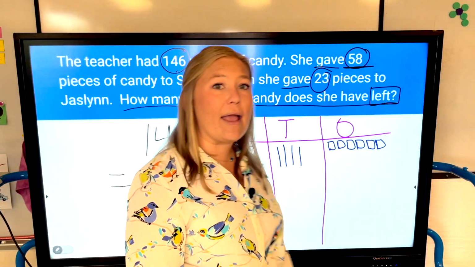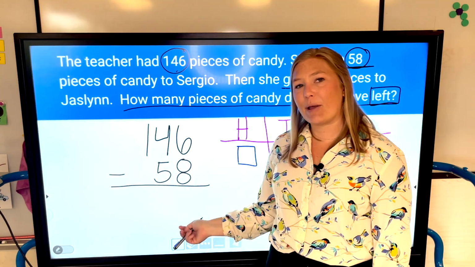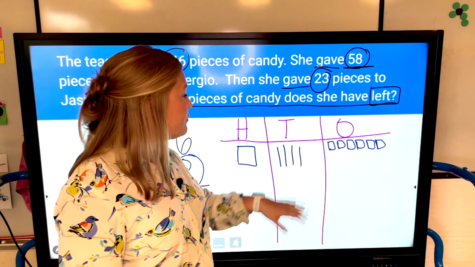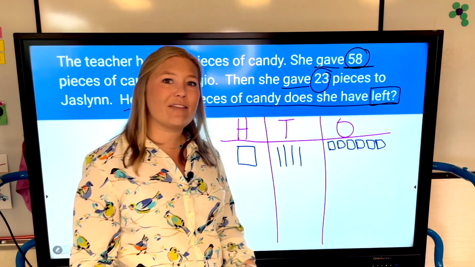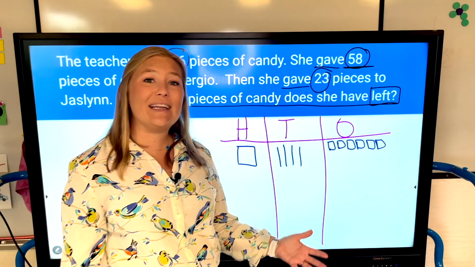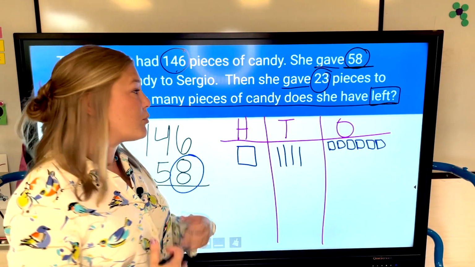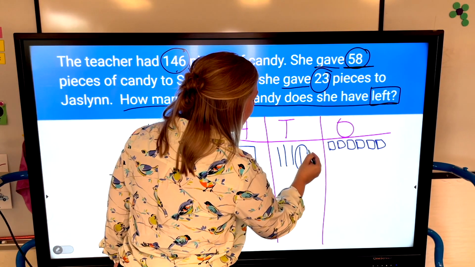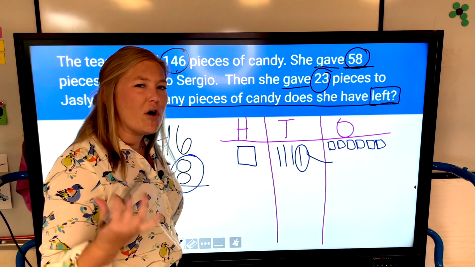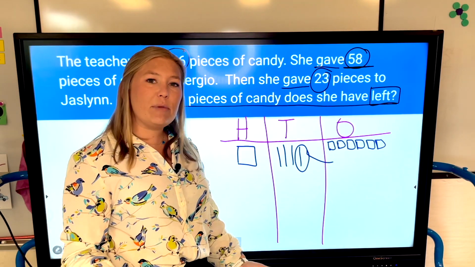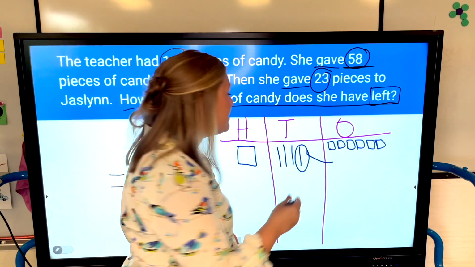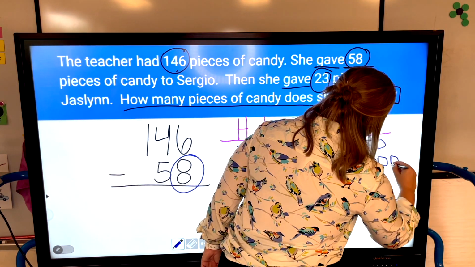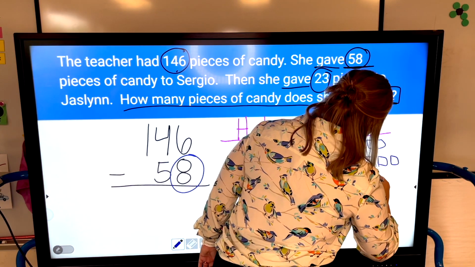Now I'm taking away. So I'm not going to add that number 58 to my place value chart. I got to take it away. So I know I need to take away 8 from my ones place. But I can't because I only have 6. So I need to borrow or move or regroup from the tens column. So I take one of my groups of 10 and I move it over here. If I move a group of 10 into the ones place, how many ones does it become? 10. So 1, 2, 3, 4, 5, 6, 7, 8, 9, 10.